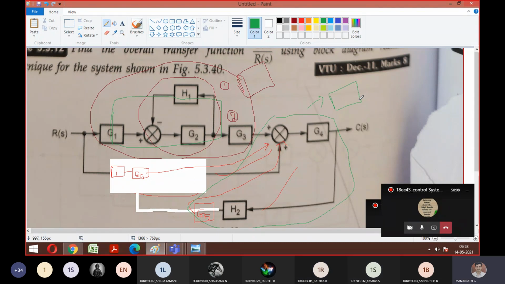That's it. So that is the way to solve the problem. So anybody want me to repeat any steps? Let me know, I will repeat. Otherwise, I will move on to the next topic.